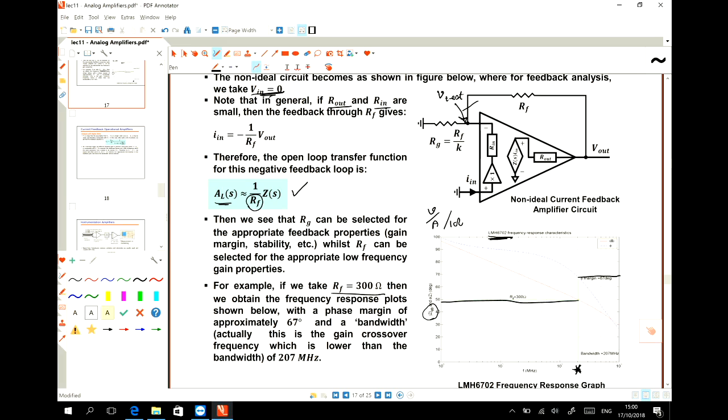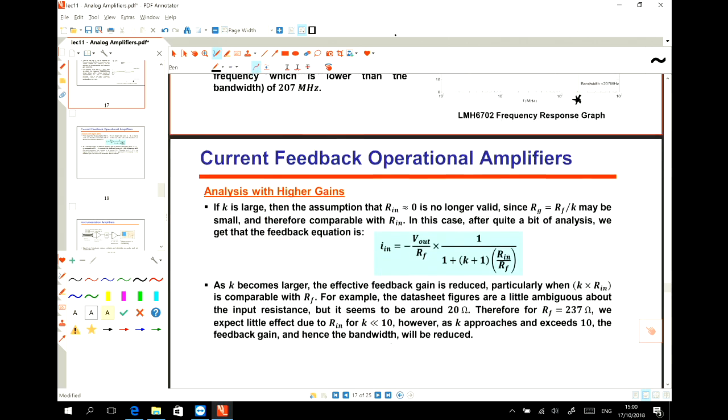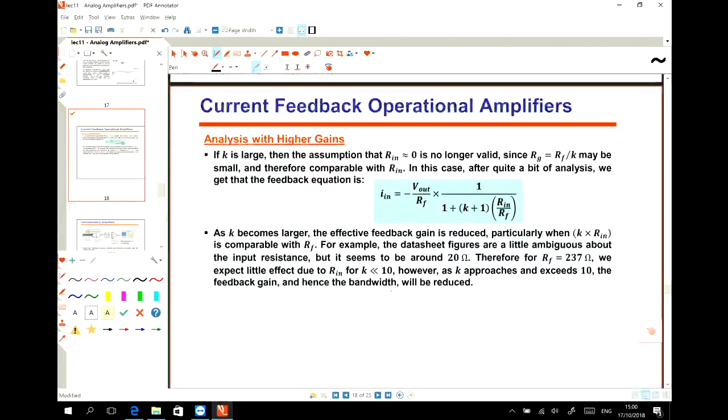But we will see in one of the examples that if we assume that the R in is not 0, then what we find for the transfer function is a bit different. I mean, it's like this. So we don't say that the I in is equal to 0. We have a value for the I in, and based on that, the transfer function is different.